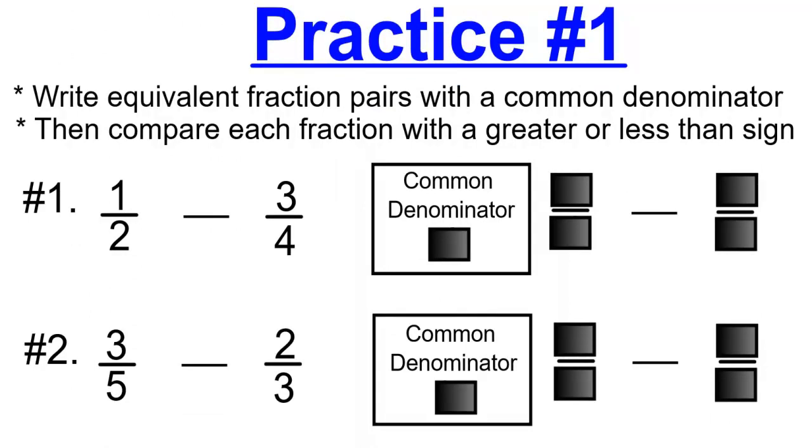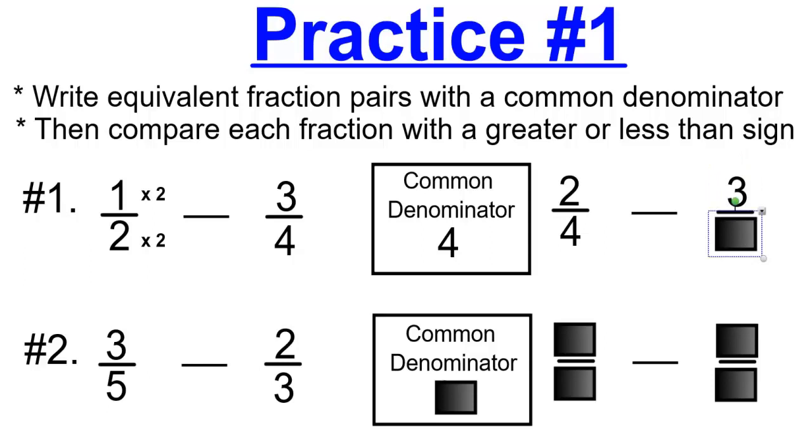Practice number 1. Write the equivalent fraction pairs with a common denominator, then compare each fraction with a greater than or less than sign. A common denominator to 2 and 4 is going to be 4. To get from 2 to 4, you multiply by 2, which means you multiply the numerator by 2. 2 times 2 is 4, and 1 times 2 is 2. The 3/4 will stay the same, and 3/4 is greater than 2/4. Therefore, 3/4 will also be greater than 1/2.